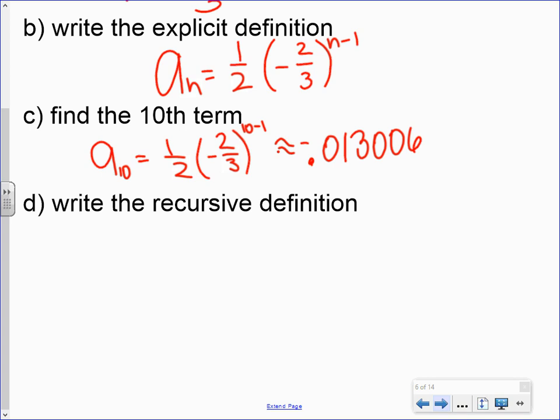Oh, I have fractions. Your calculator, yeah, it's -256 over 19,683. That's probably why you go to a fraction.